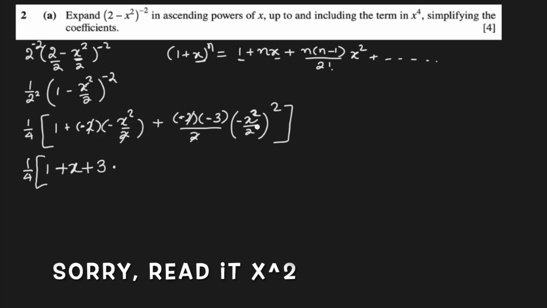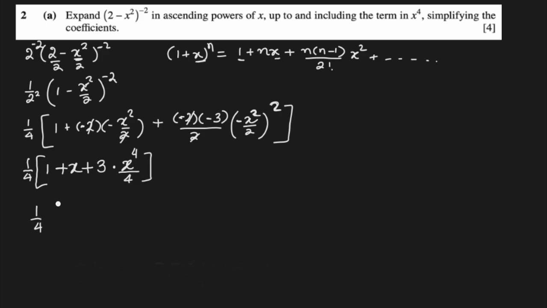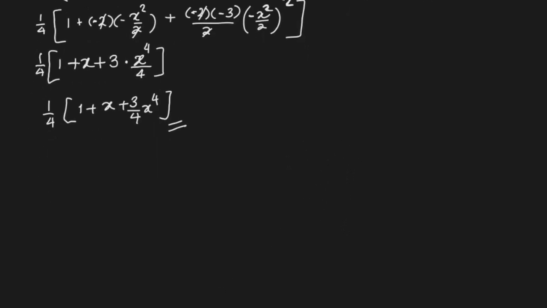And what is left here? This negative will be positive because of the square. Square of a negative number is positive, and we'll get here x to the power 4 over 2 square is 4. Okay, so do we simplify? Yes, we simplify this. 1 over 4, 1 plus x plus 3/4 of x to the power 4. This is the expansion of this question. Do we have a part? Because A is written here, so we'll have a B part also.